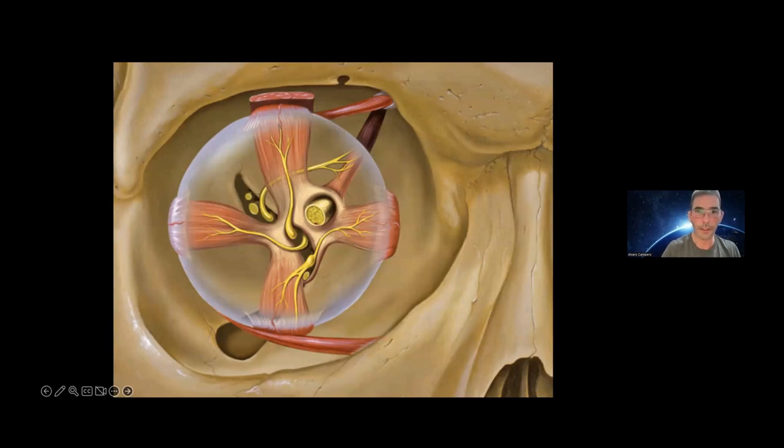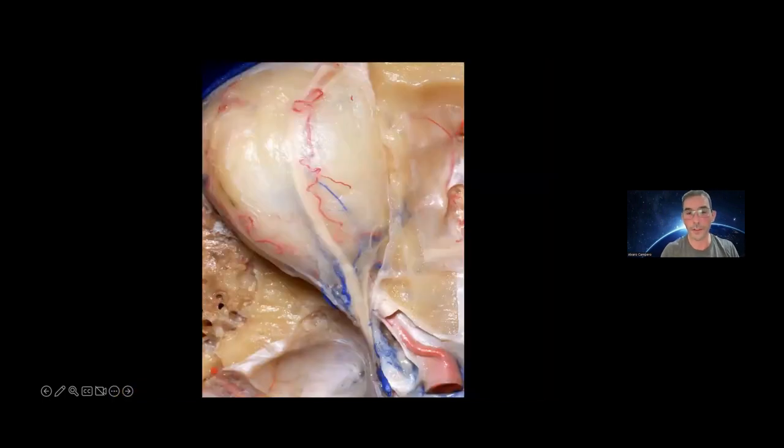The 3 that pass outside of the annulus of Zinn are the trochlear nerve, the frontal nerve, and the lacrimal nerve, and inside the annulus of Zinn, more than the optic nerve, that is the first cranial nerve, with the superior and inferior branch, and also the nasociliary nerve and the 6th cranial nerve.